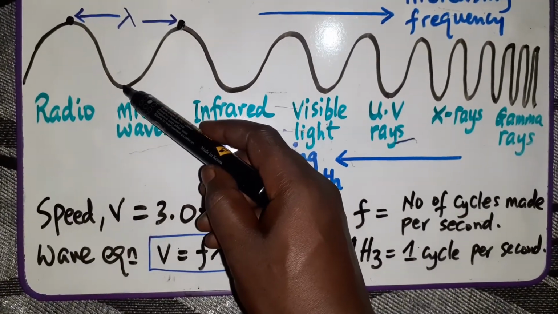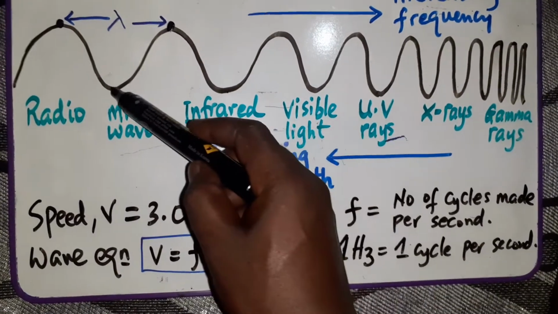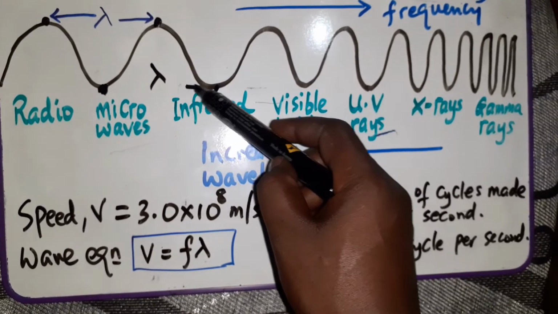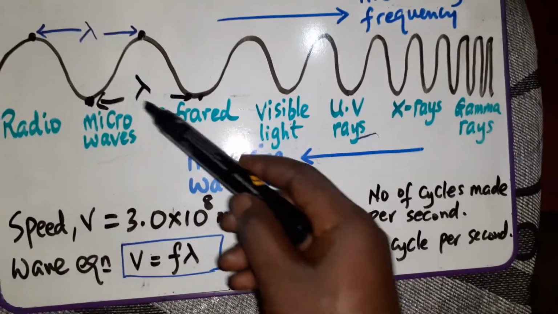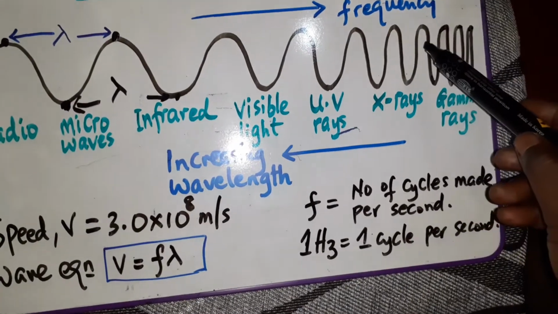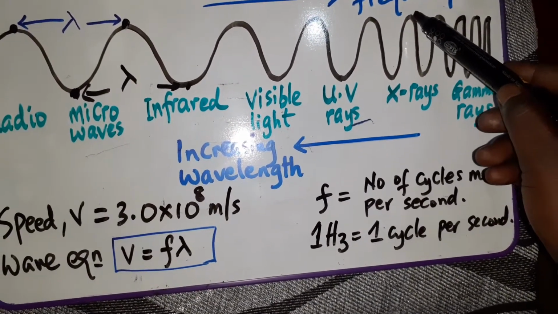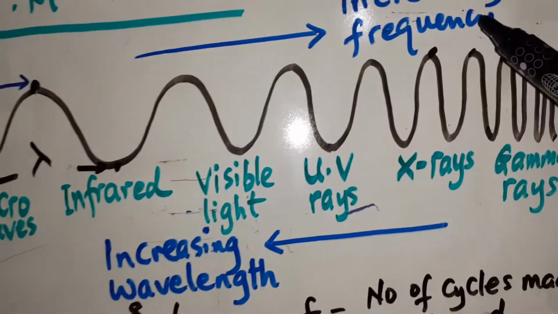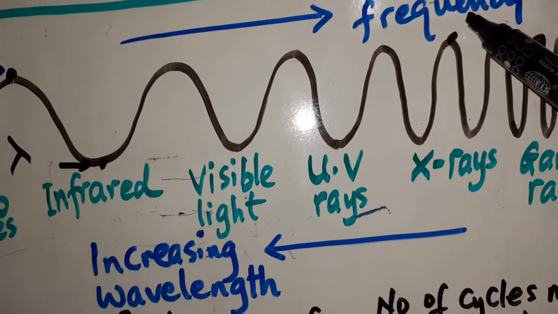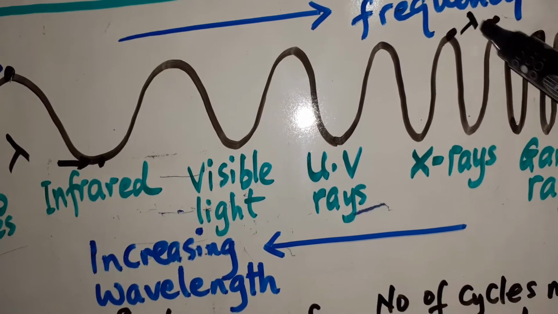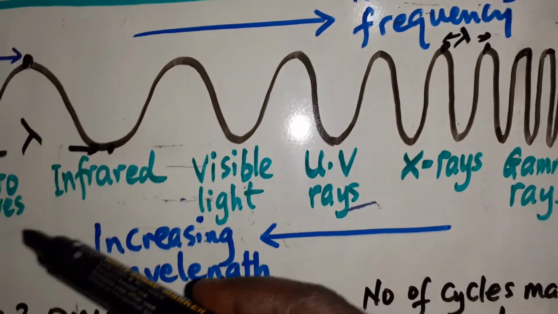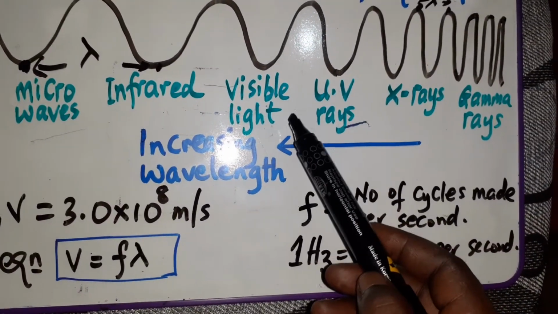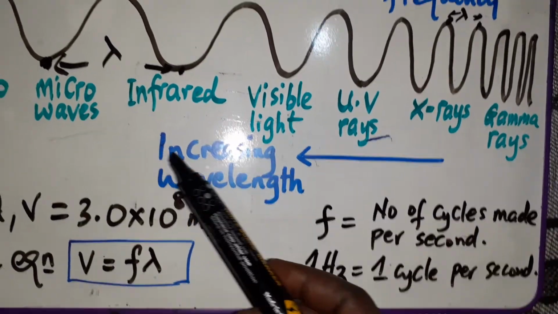It can also be from this trough to this trough. This is also a wavelength. Right from here up to there is a wavelength. So as you can see, as you are moving towards the right, the wavelength is reducing, because if you look at the distance between these two crests, it's very small. So this wavelength is smaller than the other wavelength. And so as you move towards the left, we are moving in order of increasing wavelength.